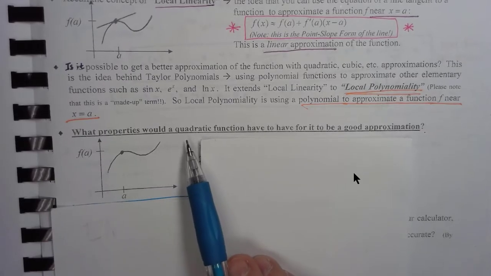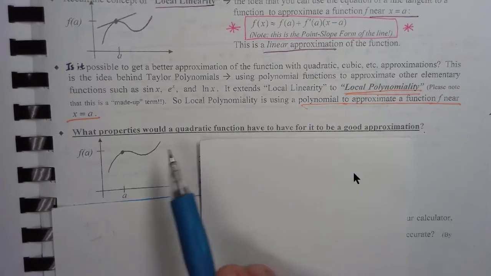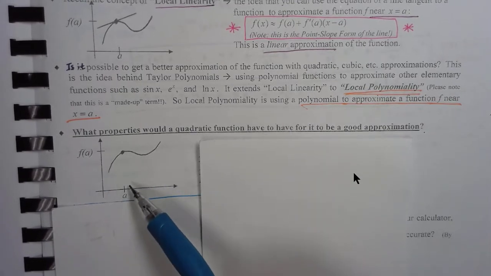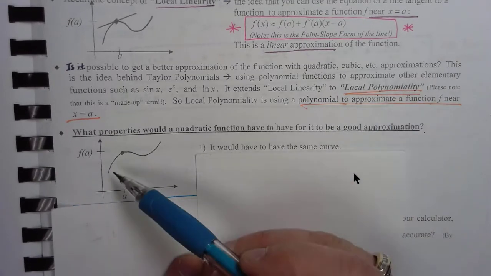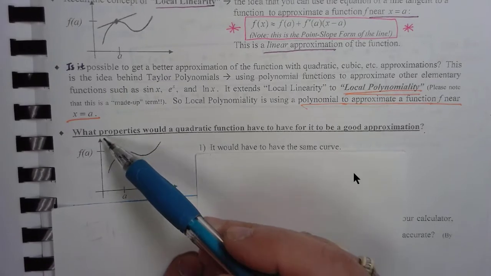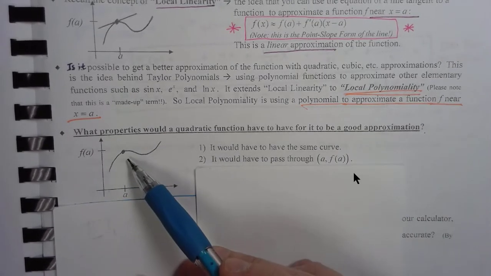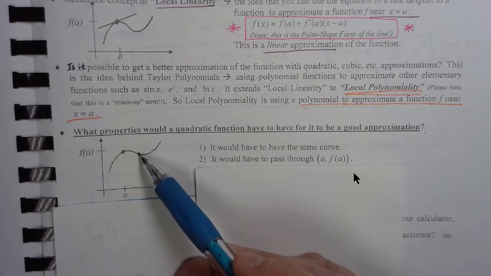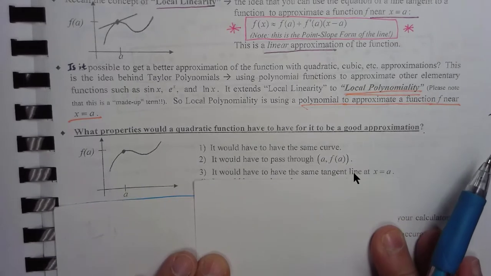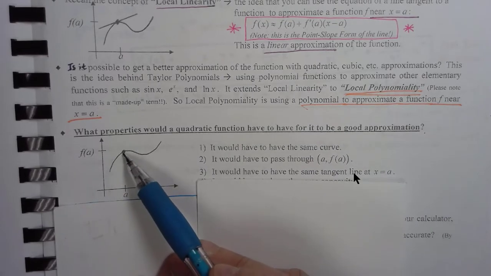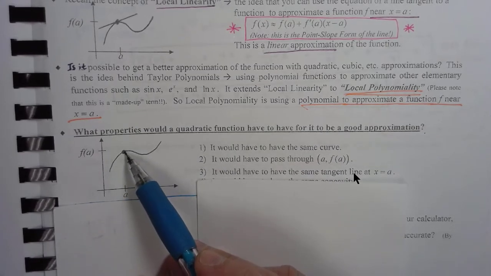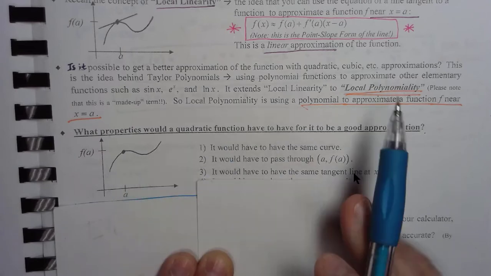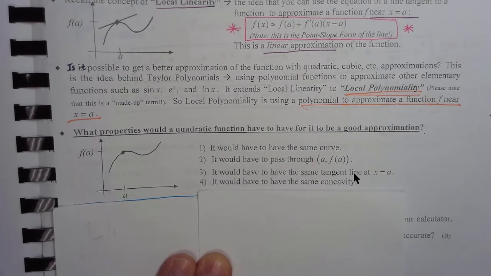What properties would a quadratic function have to have for it to be a good approximation of this function, let's say at a? Well, first of all, it has to have the same curve. It wouldn't make sense to use a quadratic that's doing this. It would have to pass through a, f at a. It wouldn't make sense to use a quadratic over here. It would have to have the same tangent line at a. So now our quadratic function has to pass through the point a, f at a, and have the same tangent line. So you can see we need to be down here, which brings the fourth point. It has to have the same concavity.